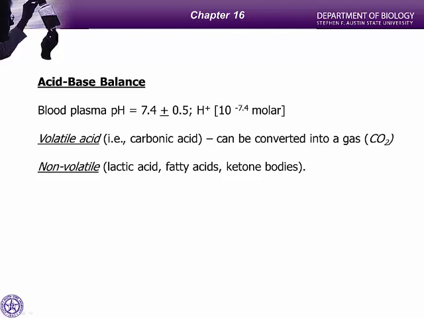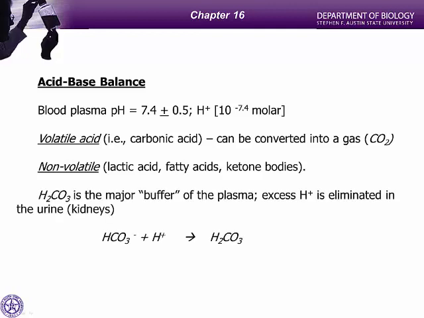Carbonic acid, that's our chief volatile acid because we can convert that into a gas. But non-volatile acids such as lactic acid, fatty acids, and ketone bodies are also going to have an impact on our blood pH, and we have to control that fairly carefully. But the great thing is bicarbonate, and largely carbonic acid that's creating the bicarbonate, can be a nice buffer, because the more hydrogen ions you make, which forms a lower pH, can be bound up in carbonic acid.